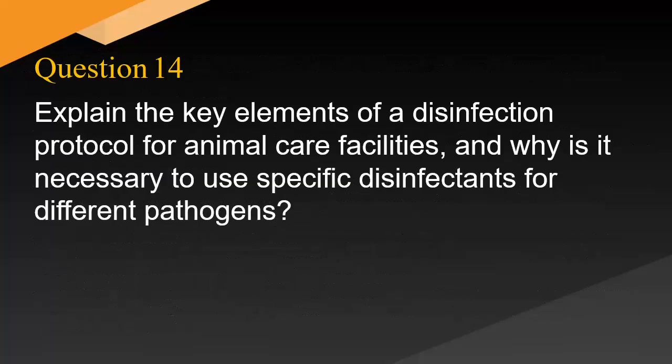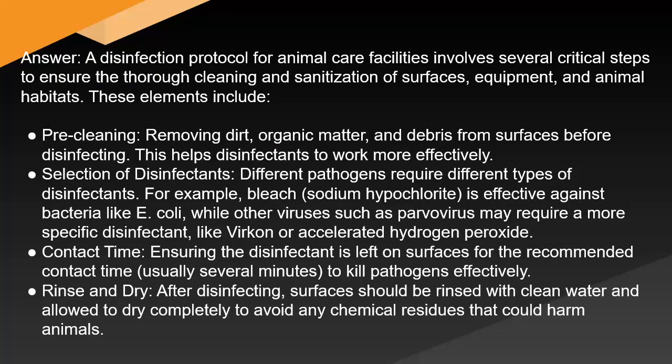Explain the key elements of a disinfection protocol for animal care facilities and why is it necessary to use specific disinfectants for different pathogens? Answer: a disinfection protocol for animal care facilities involves several critical steps to ensure the thorough cleaning and sanitization of surfaces, equipment, and animal habitats. These elements include pre-cleaning, removing dirt, organic matter, and debris from surfaces before disinfecting. This helps disinfectants to work more effectively.